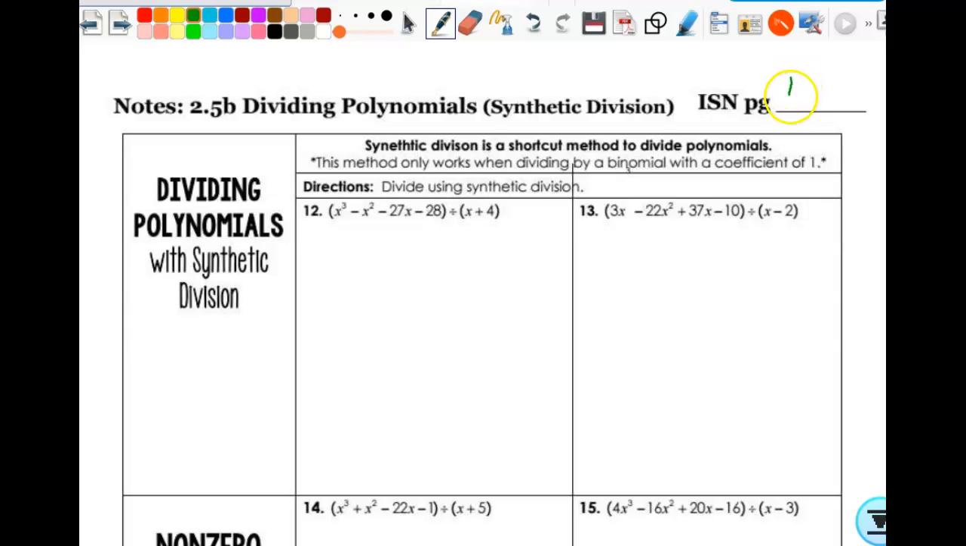All right, so this is going on page 45 and we're done. So remember, there are two ways we're looking at to divide polynomials. We did polynomial long division yesterday. We're doing synthetic division today. And if there's only one way you remember how to do it, it is long division, okay?